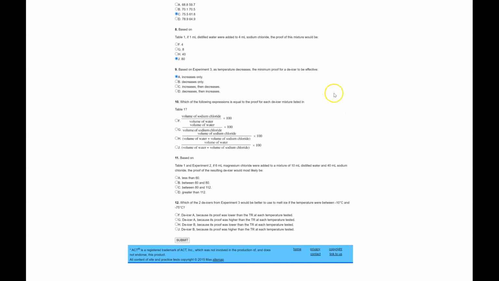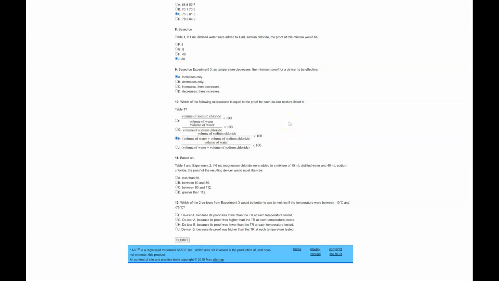All right, now number 10, which of the following expressions is equal to the proof of each de-icer mixture listed in table 1? A proof is basically an average. So if you know how to do an average, it's pretty straightforward. In this case, you're going to be looking at the volume of the sodium chloride divided by the volume of the water plus the sodium chloride. So this is a standard average times 100, because whenever you divide it, you're going to end up with a decimal, so you have to times by 100 to get rid of your decimal, and that will give you your total percentage or your proof. So it is H.